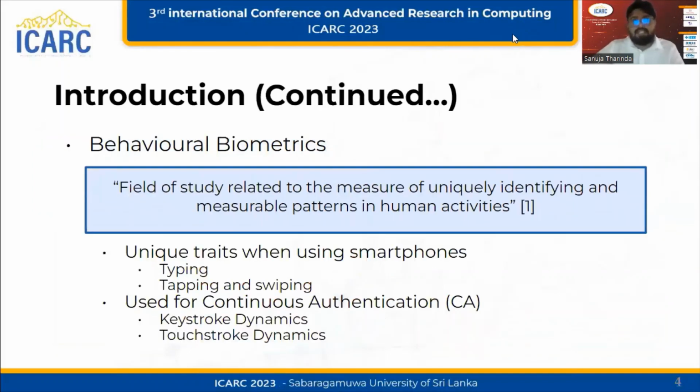Continuous authentication is achieved through behavioral biometrics. As a definition, behavioral biometrics can be described as a field of study related to the measure of uniquely identifying and measurable patterns in human activities. When we use smartphones, there are some unique traits such as typing, swiping, and scrolling. Behavioral biometrics is a field of study that uniquely identifies these measurable patterns. As I said before, behavioral biometrics is used for continuous authentication. Among the behavioral biometrics used for continuous authentication, keystroke dynamics is the most popular behavioral biometric.